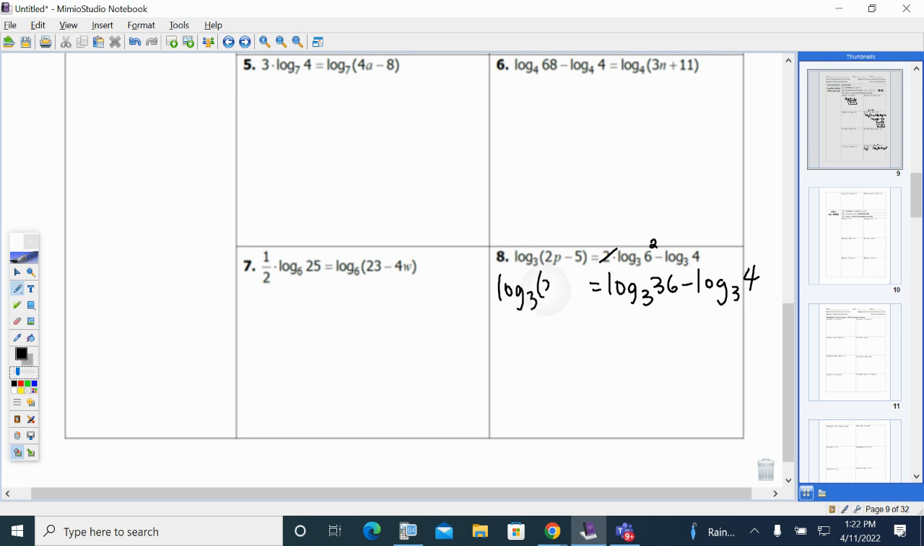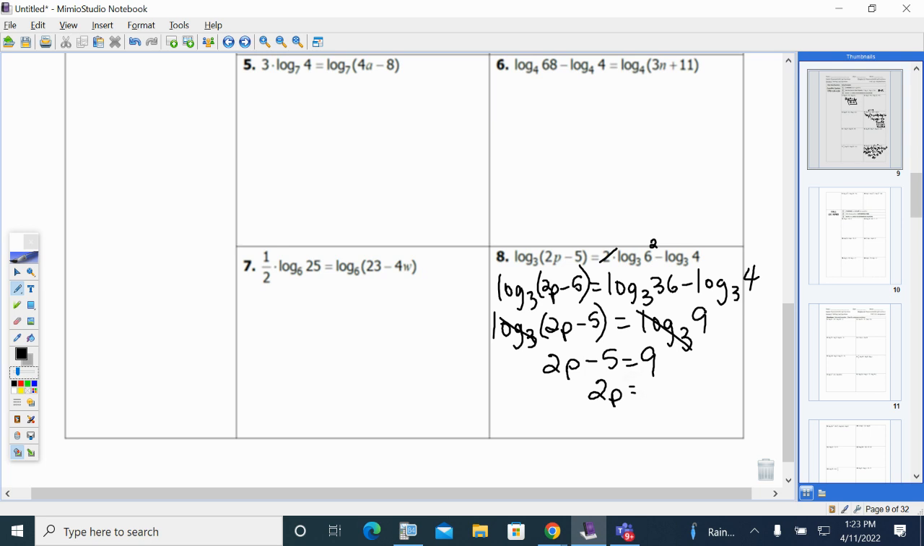And then what I want to do is combine the 2 on the right. Because there's a minus in the middle, we want to divide. 36 divided by 4 is 9. So now this says log base 3 of 9. And now we can get rid of the logs and solve our 2p minus 5 equals 9. We'll add the 5. 9 plus 5 is 14 divided by 2, and we get p equals 7. And again, you would have to substitute that back in to check, make sure that it works, and it does.